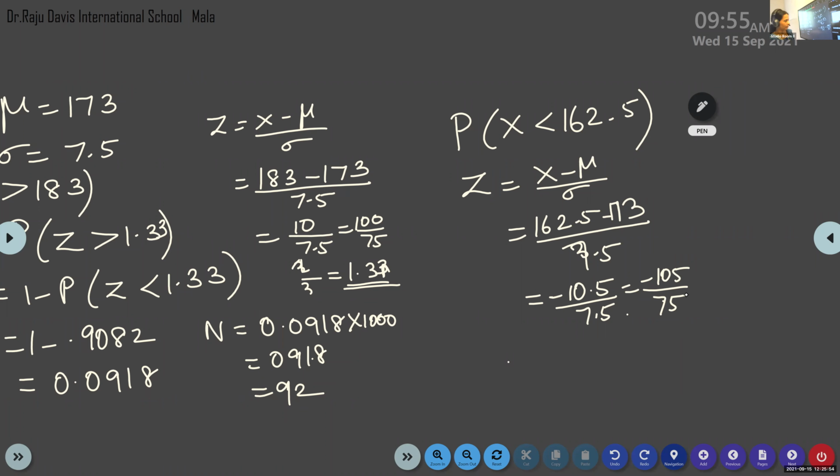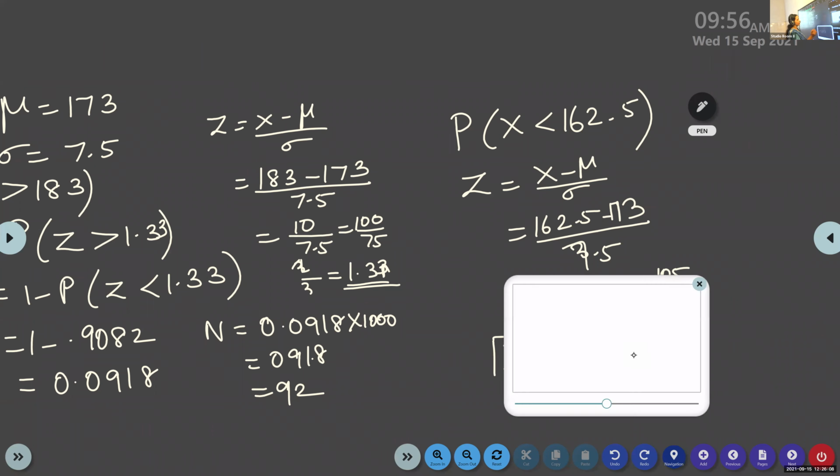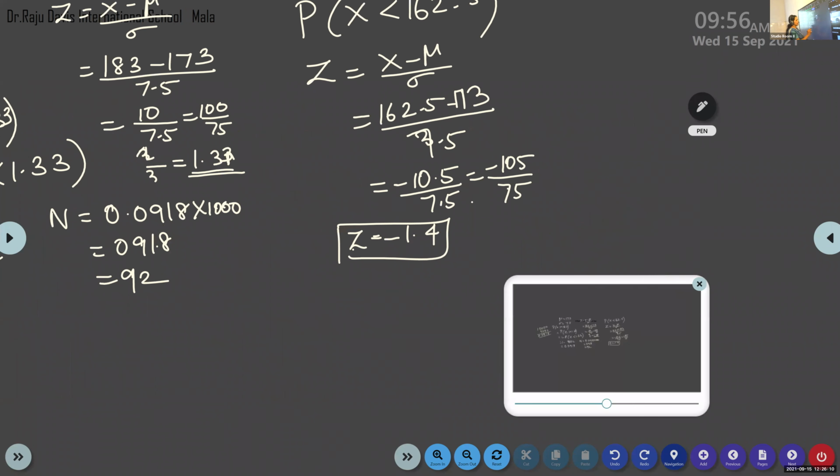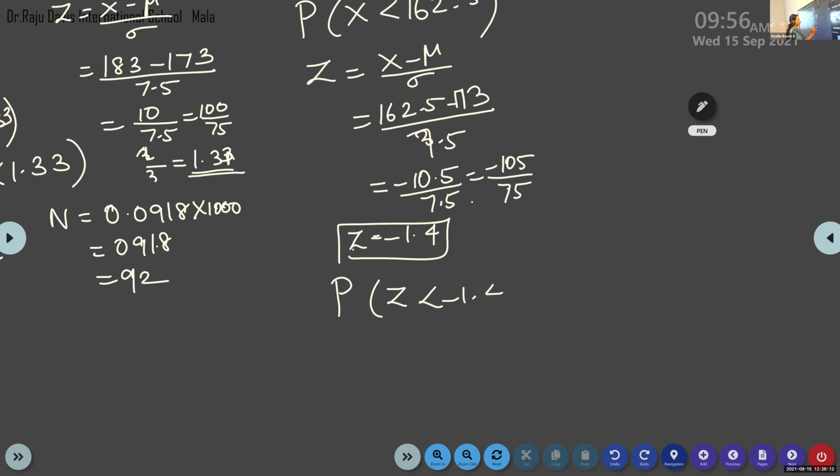What is the answer? Minus 1.4. So Z is minus 1.4. So we have to find P of Z less than negative 1.4. So find out for negative 1.4, what is the value?